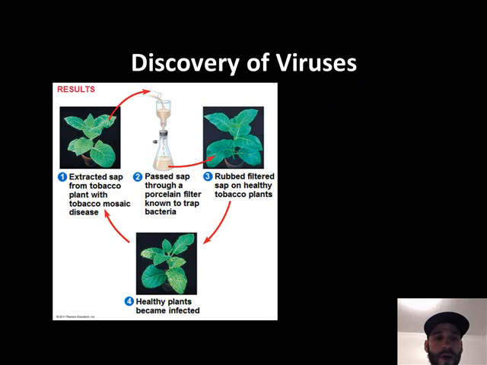So what they did was this. They extracted the sap and passed it through a filter that is able to filter out the bacteria. So they now know that when they rub it on the leaf, there's no bacteria present in that sap anymore, and it's still causing these healthy plants to become infected. So there's some sort of pathogen existing within it that isn't bacteria.